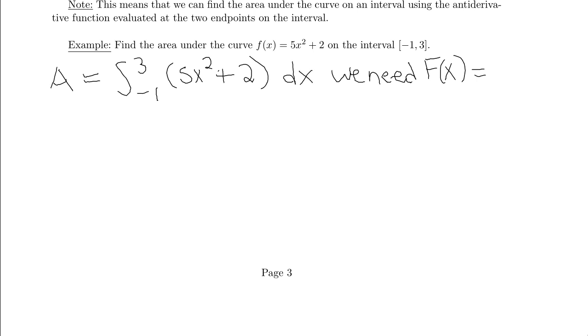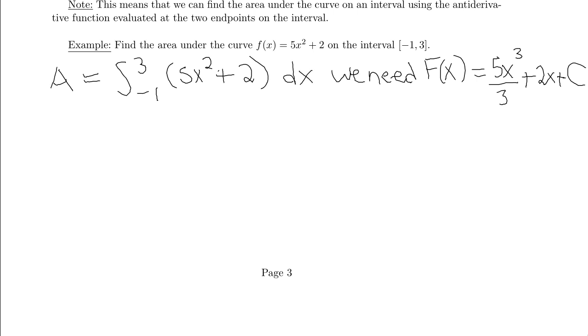Let's find our antiderivative. For 5x squared, what function is going to have derivative 5x squared? Well, we use the power rule. So it's going to be 5x to the power of 3, so we increase the exponent by 1, divided by 3. And then for the 2, what has derivative 2? 2x does. So 2x is going to be the next part of our antiderivative. Finally, what we always put on our antiderivatives, because when we take the derivative of a constant it goes to 0, is this plus c.